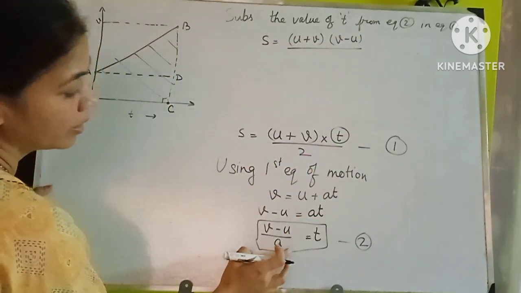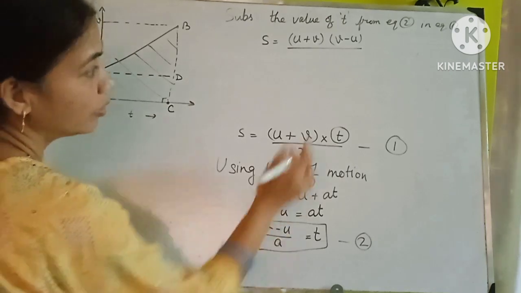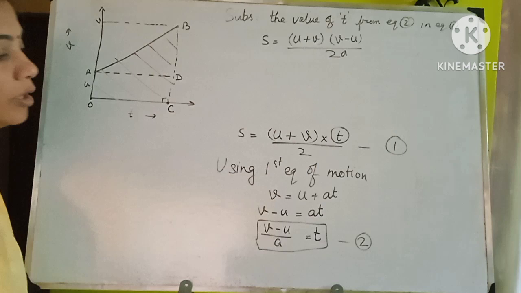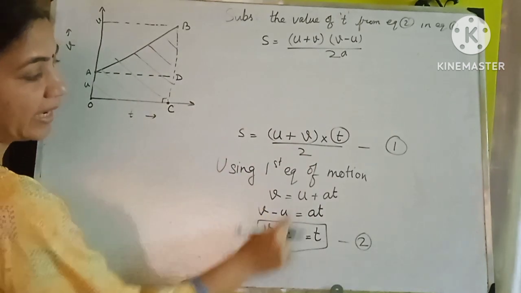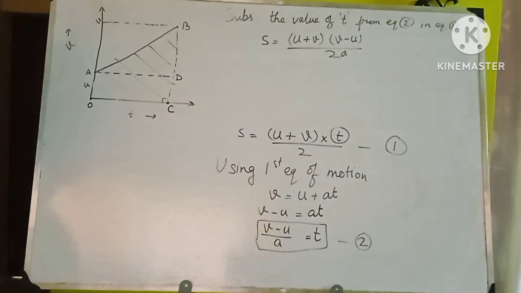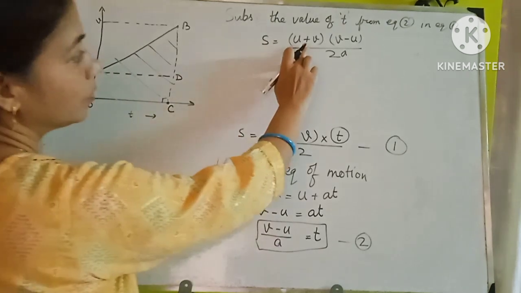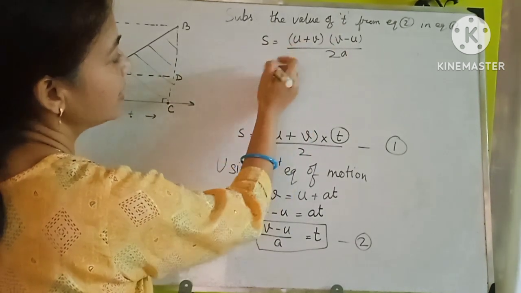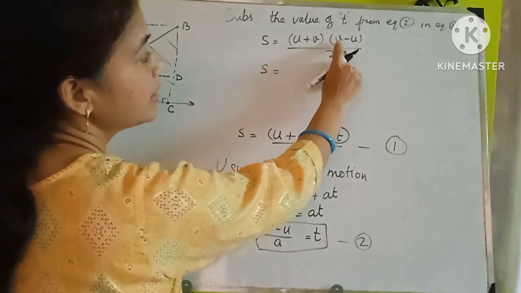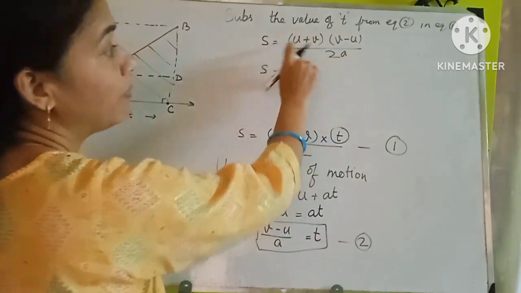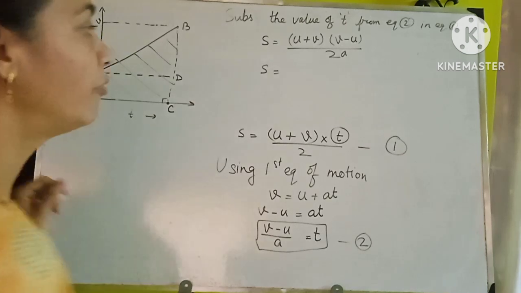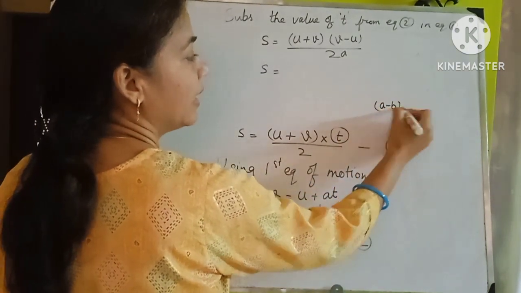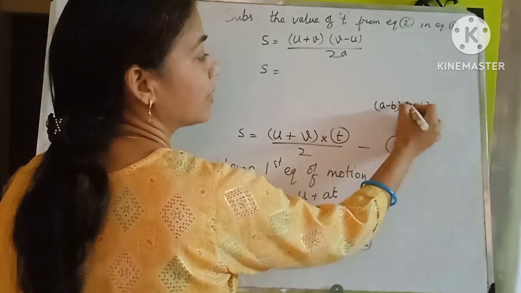And a was down, and already we had 2 down, so it becomes 2a. 2 was already there and this a comes here, so it becomes 2a. Now this is simple math. See children, this can be written as s is equal to, this is a minus b, this is a plus b. Okay, you know the formula, a minus b, a plus b, it's equal to what?